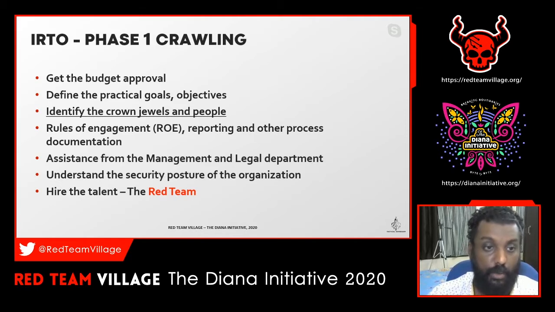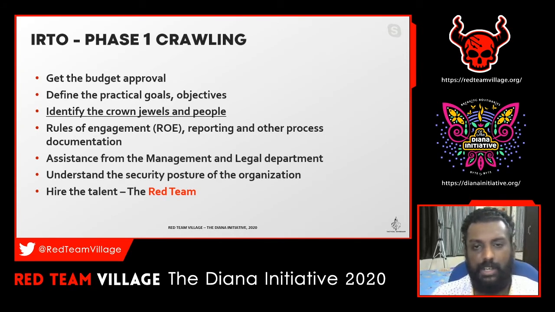Then understand the current existing security posture of your organization. Because to have an internal red team, you need to find out what security measures or different systems are already there in your company, already there in your organization.